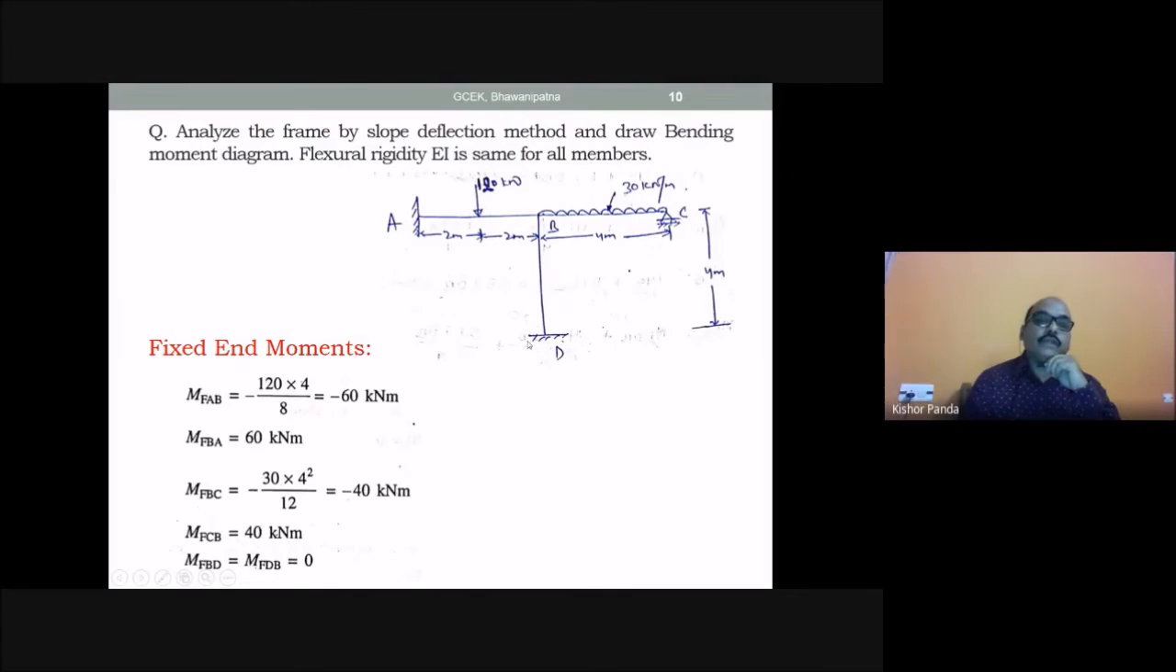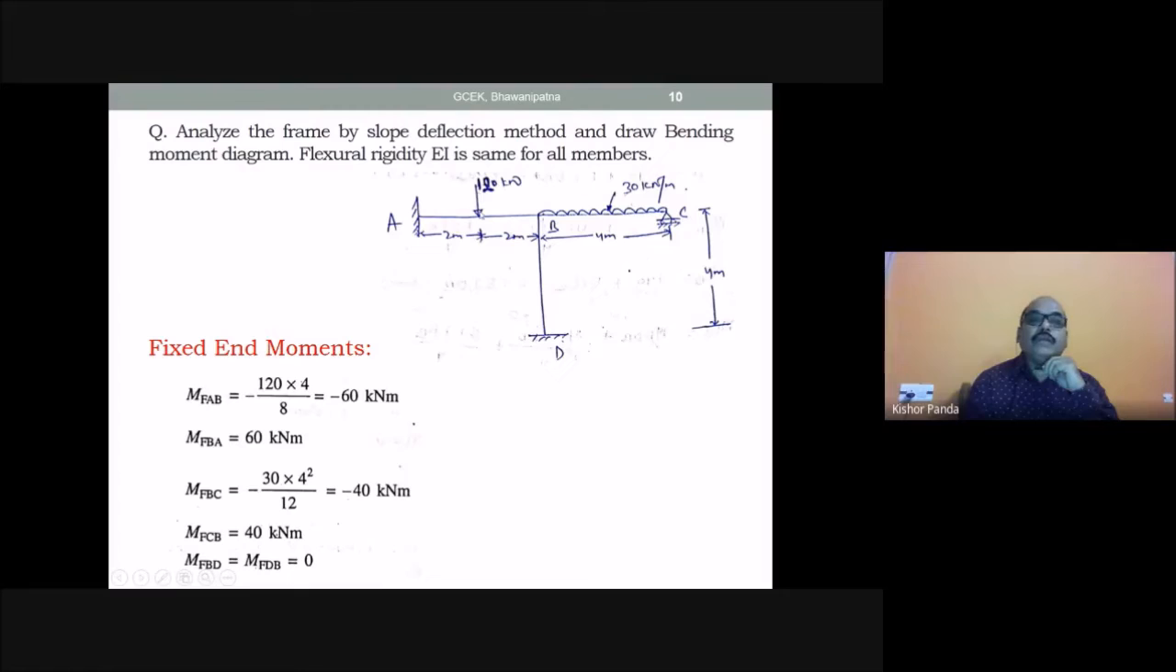So here also, first you have to find out the fixed end moments. First you find out for this member. Always you have to assume the ends of the member are fixed, and find out the fixed end moments. So by assuming ends A and B are fixed, find out what is the fixed end moment here.